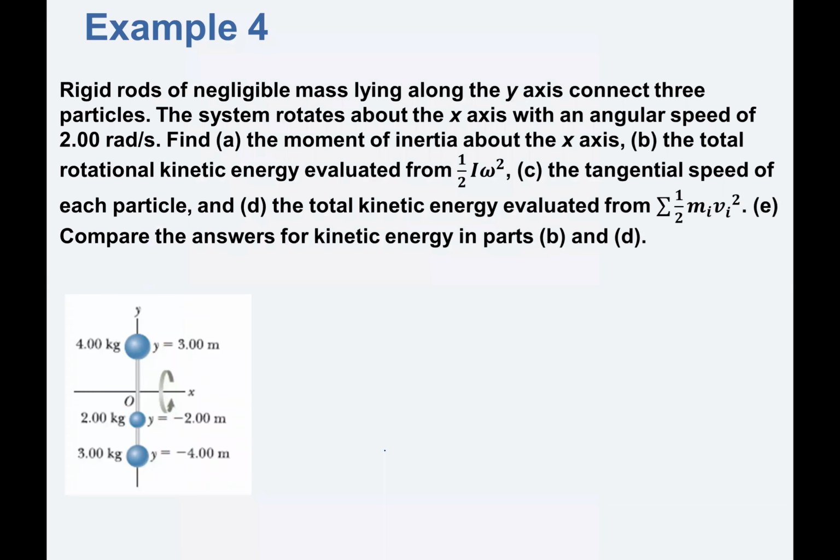All right, so let's look at this example over here. We have a rigid rod of negligible mass lying along the y-axis, connecting 3 particles. The system rotates about the x-axis with an angular speed of 2 radians per second. Then find the moment of inertia about the x-axis. So find the moment of inertia of my system with respect to the x-axis. And what I have here is this. I have 3 masses, right? So you can see here's a 4 kilogram mass at position y equals 3 meters. And I'm going to take this point O as my axis of rotation.